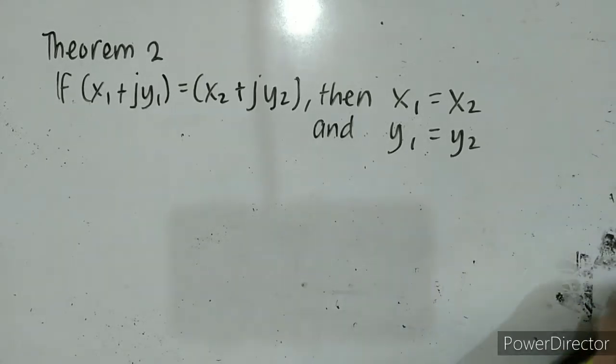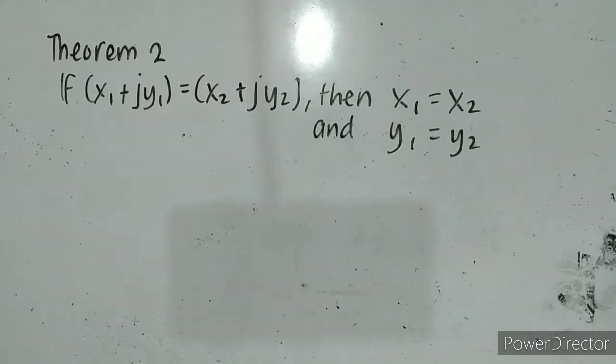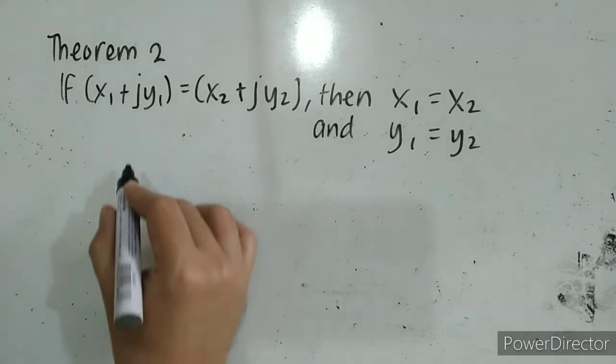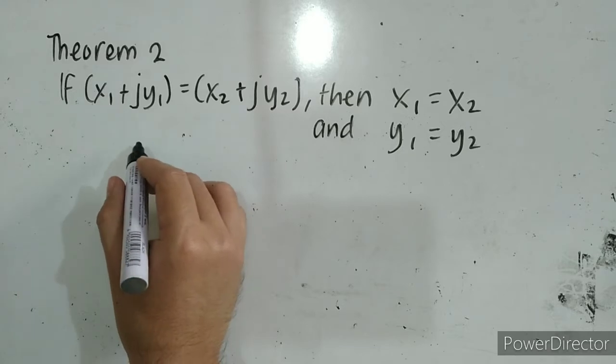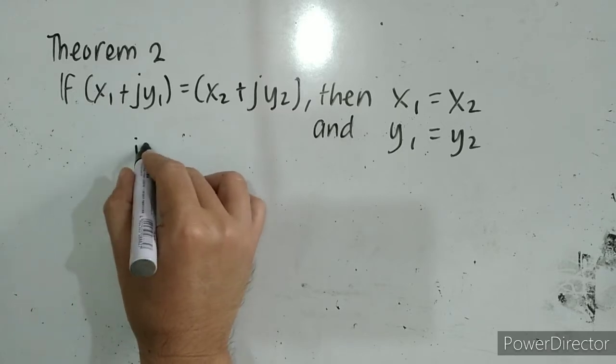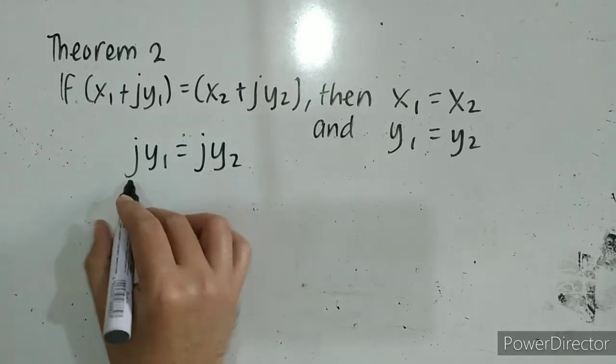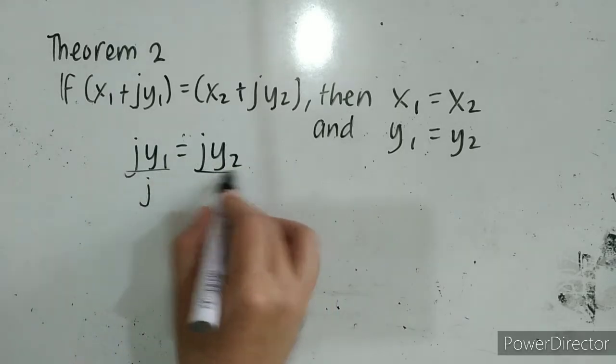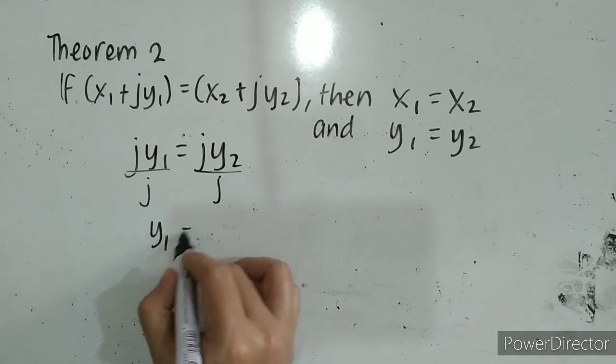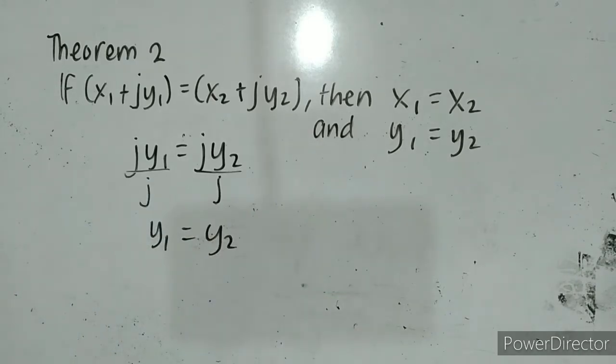Theorem 2 of complex numbers simply states that if two complex numbers are equal, then it follows that their real parts are equal and their imaginary parts are equal as well. We simply cancel j in equating the imaginary parts because this becomes jy sub 1 equals jy sub 2, and dividing both sides by j, we have y sub 1 is equal to y sub 2.